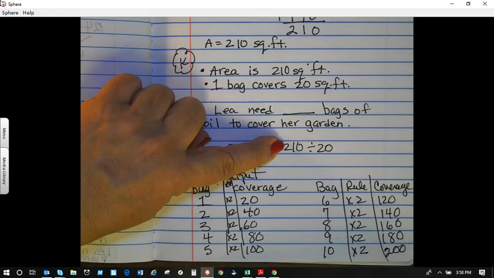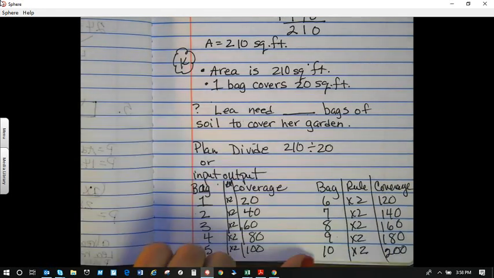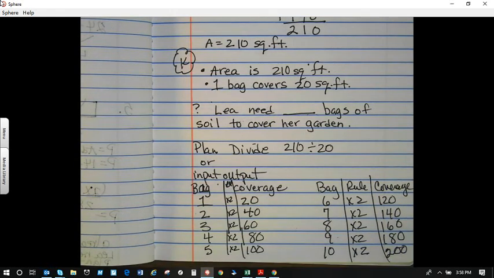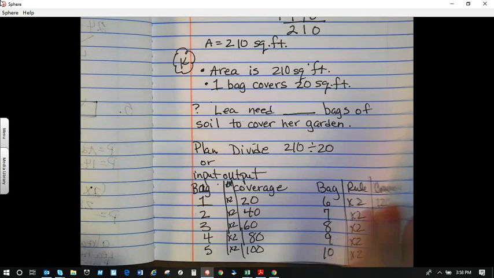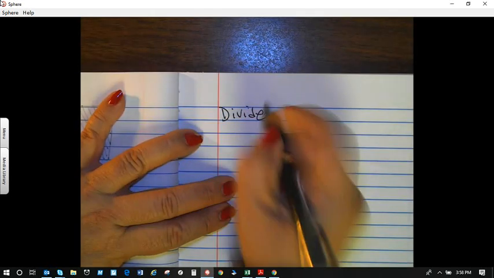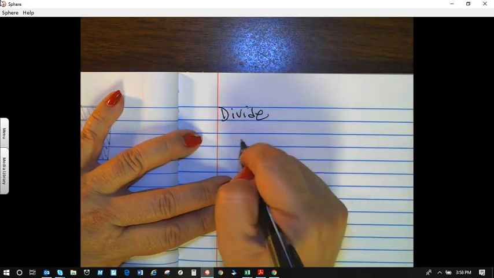But look at this. She needs to get to 210. So she won't buy 10 bags. How many bags will she need? 11 bags. Now let's do it through the division, dividing it if we needed to go that route. All right, I'm going to flip my page over, and then my plan is to divide, because this is a second way, another strategy.